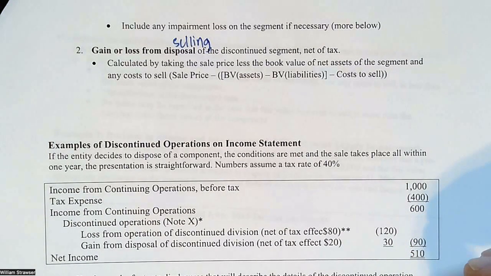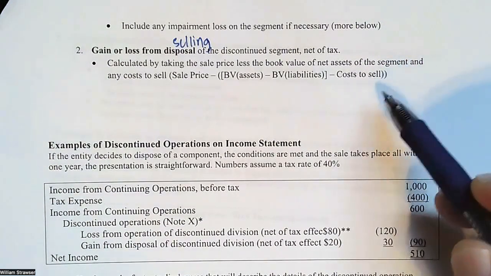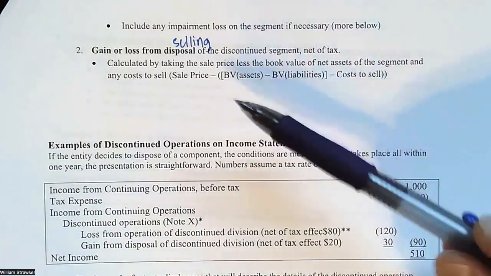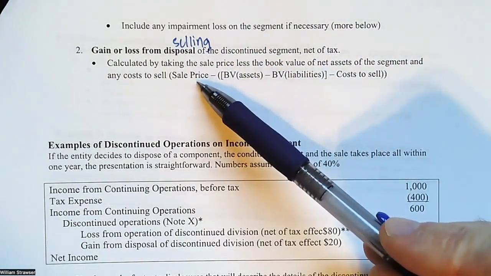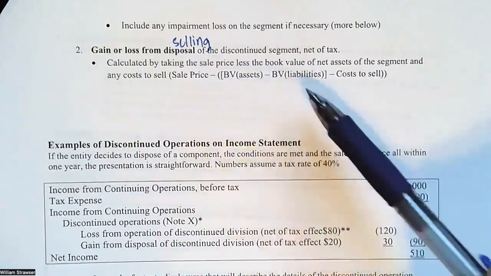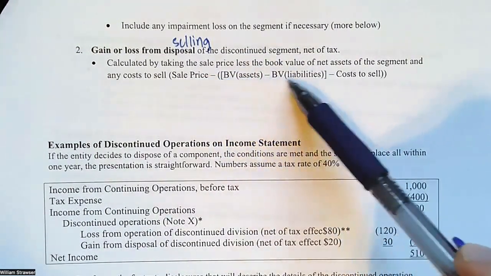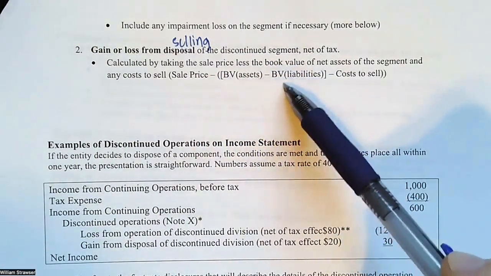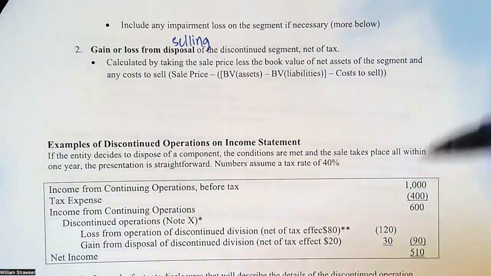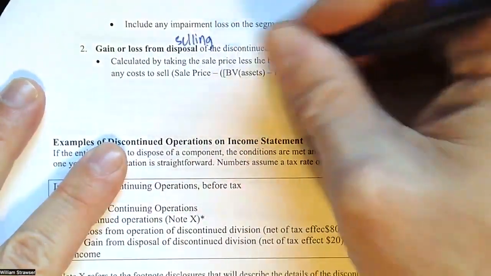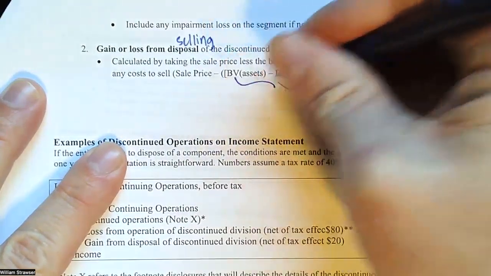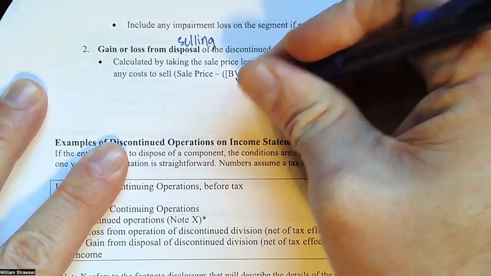Remember, gains or losses are recorded when we sell long-term assets. We do not call that revenue. We do not call that expense. We call it a gain or loss. And we calculate that gain or loss by taking whatever the sale price we get is of that item, and we subtract off the book value of assets minus the book value of liabilities. The book value of assets minus the book value of liabilities is the net assets of the company.